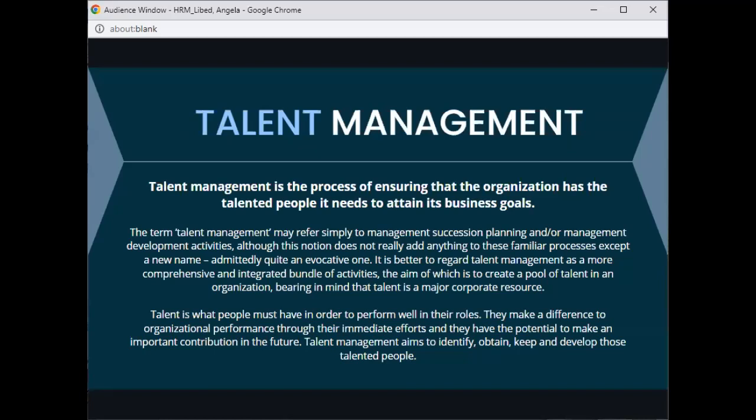Admittedly quite an evocative one, it is better to regard talent management as a more comprehensive and integrated bundle of activities, the aim of which is to create a pool of talent in an organization, bearing in mind that talent is a major corporate resource. And also talent is what people must have in order to perform well in their roles. They make a difference to organizational performance through their immediate efforts, and they have the potential to make an important contribution in the future. So talent management aims to identify, obtain, keep, and develop those talented people.